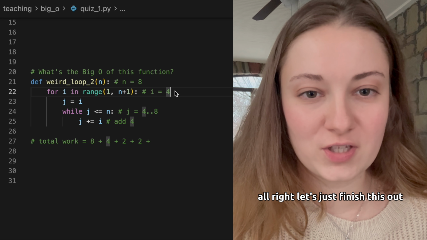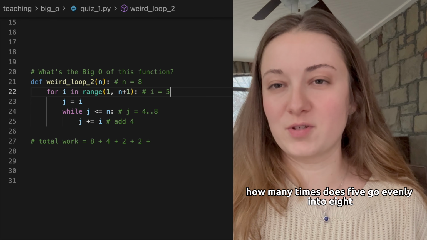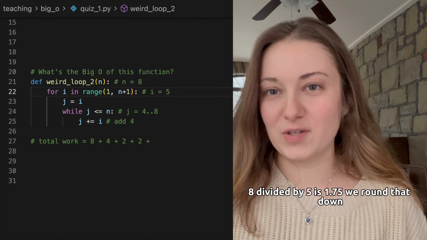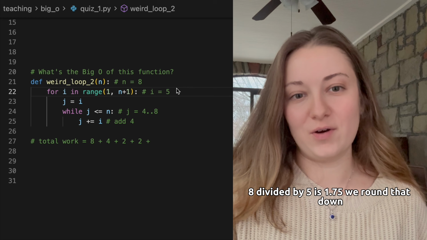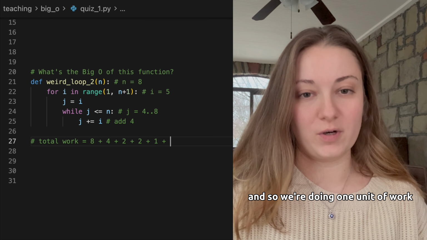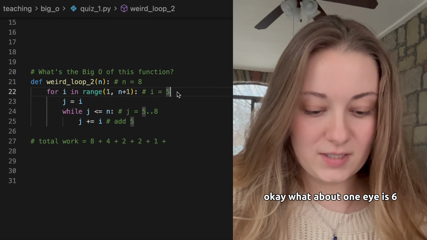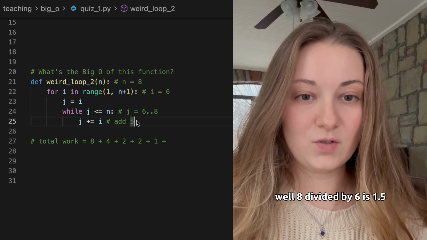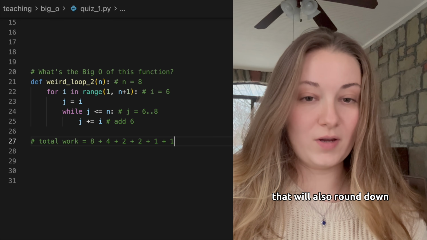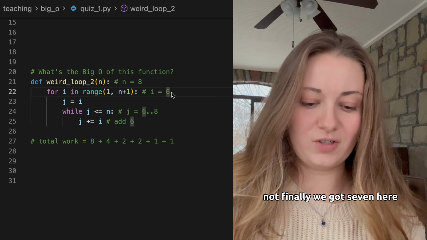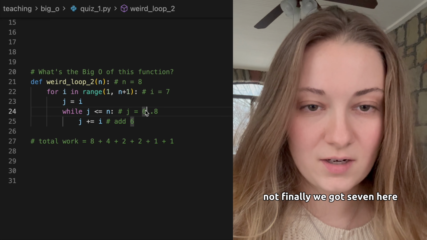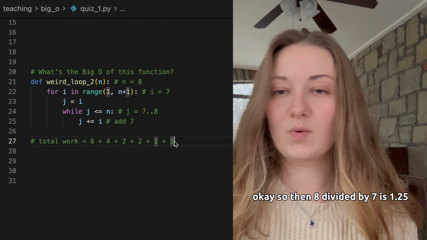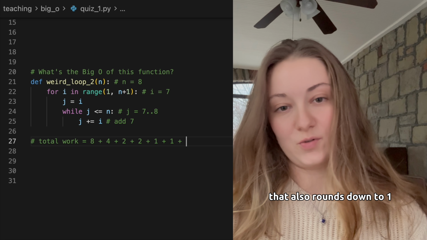All right, let's just finish this out. So i is equal to 5. How many times does 5 go evenly into 8? 8 divided by 5 is 1.75. We round that down, and so we're doing 1 unit of work. What about when i is 6? 8 divided by 6 is 1.5. That will also round down. Then we got 7 here. 8 divided by 7 is 1.25. That also rounds down to 1.